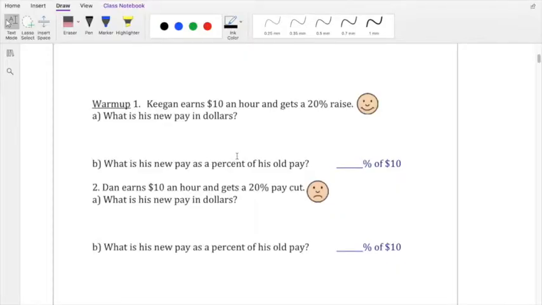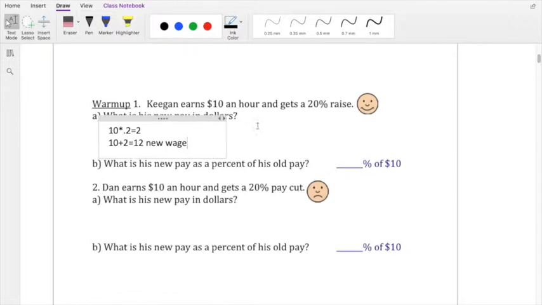All right, so now we're back from the warm-up, hopefully. Let's take a peek at how we can calculate this. We're looking at percentage. Keegan earns $10 an hour and he gets a 20% raise. What's his new pay in dollars? There's a couple ways to do this. One way, 10 is his pay right now, and I could times it by 20%. A 20% as a number is divided by 100, so 0.2. That's going to equal $2. So 20% of $10 is $2. So I go 10 plus 2 equals $12. So that's his new wage.